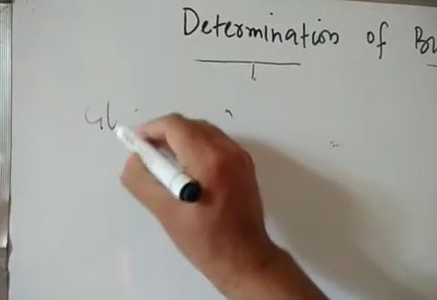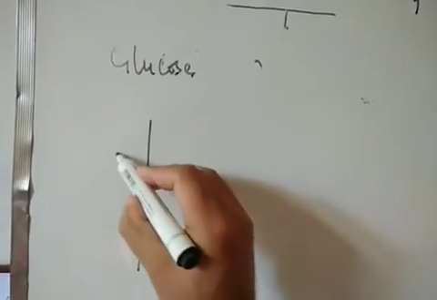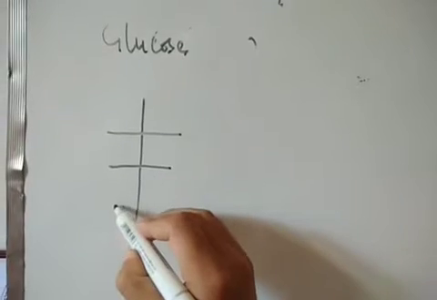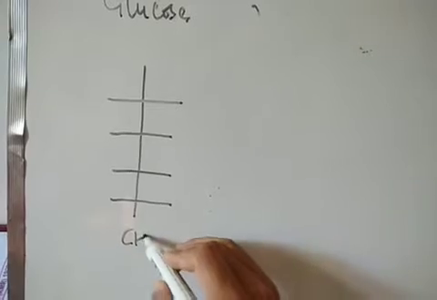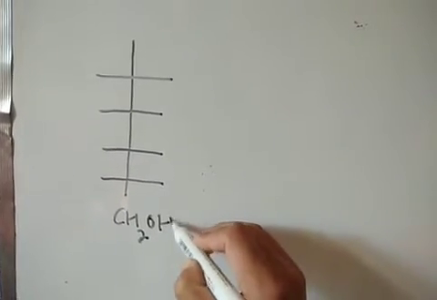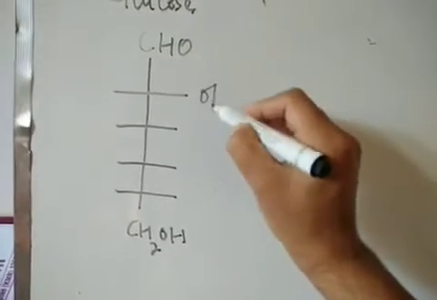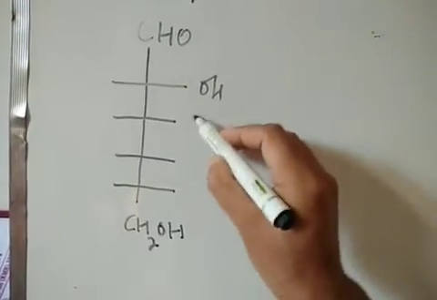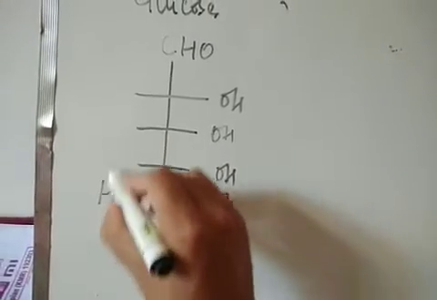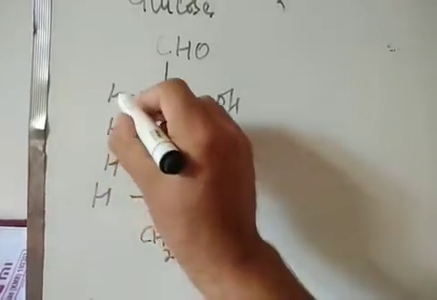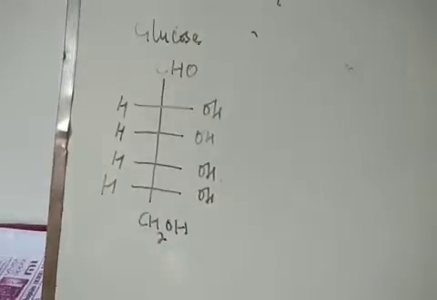So what happens: we are taking sugar, let us say our molecule was glucose. So we are taking our sample glucose. Glucose structure is like this. It's a 6-carbon compound, a hexose. Then you have CH2OH, then this is CHO, then OH. This is the 1, 2, 3, 4, 5, 6 carbon open chain glucose structure.